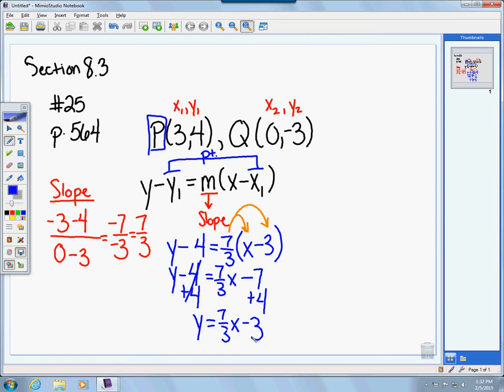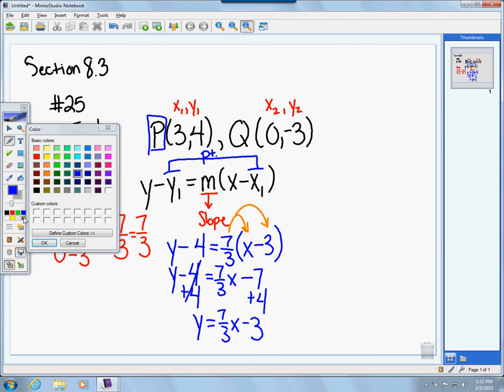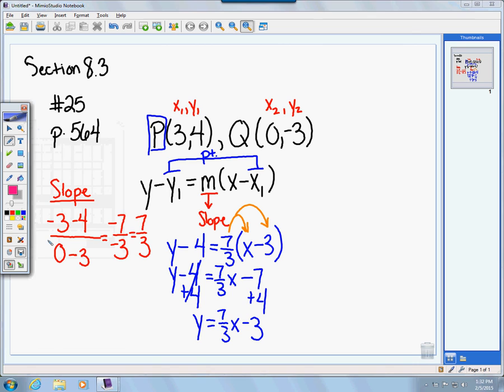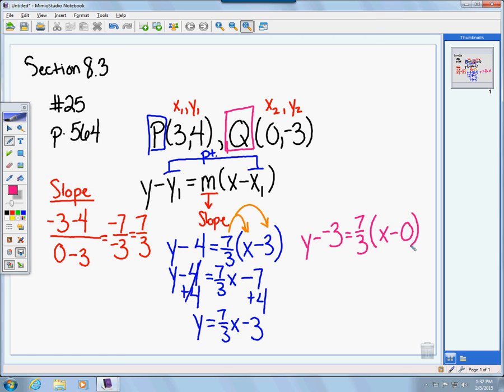So again, let's take a look at this problem again, but this time let's solve this using point Q. In this case we would start off with y minus a negative 3 is equal to 7 over 3 times x minus 0. I don't know if you guys can already see it, but there are pieces that are already coming forward. Do you see that the 7/3 is still there? And do you also see that there's a negative 3 in our problem over here?